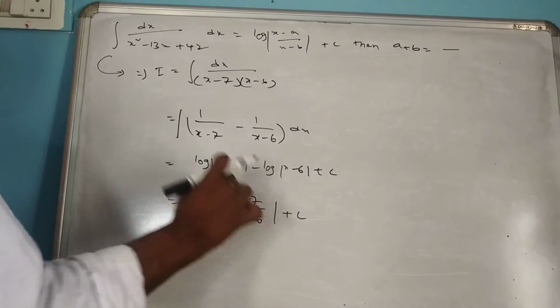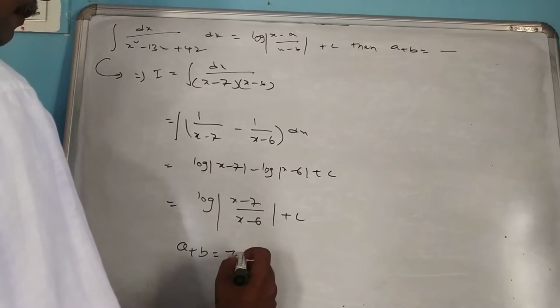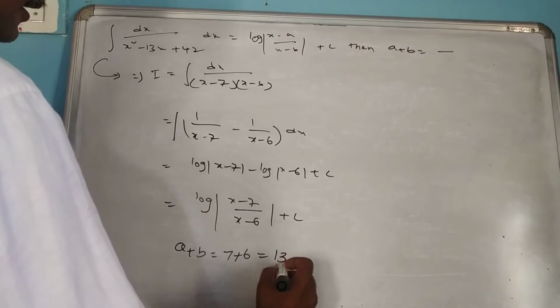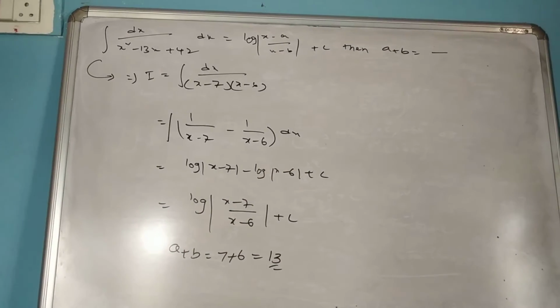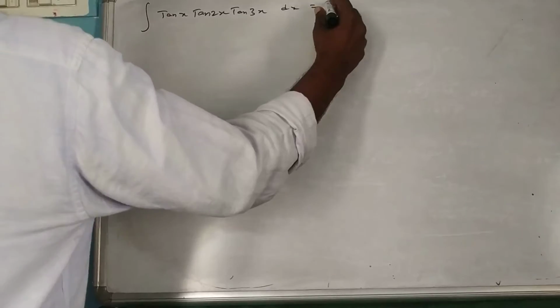Therefore, a plus b is equal to 7 plus 6. This is 13. Okay.